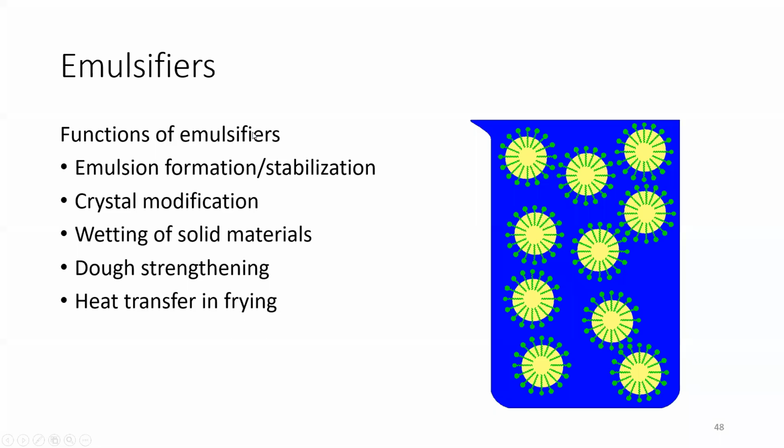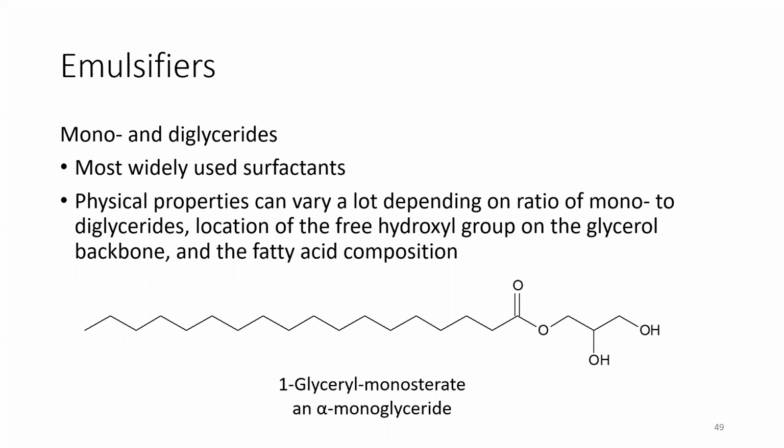They also have several other functions that I'm going to focus on today. Number one, they can be involved in crystal modification, wetting of solid materials, dough strengthening, and heat transfer and frying. So just go through two emulsifiers here. Number one, you ought to know about monoglycerides. Monoglycerides represent about 90% of the emulsifiers used in foods, and so these are very important.